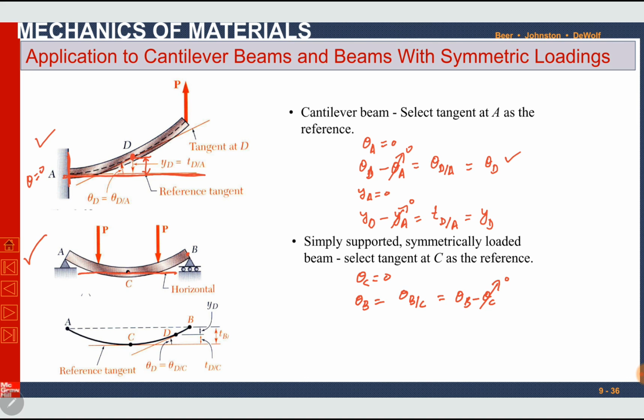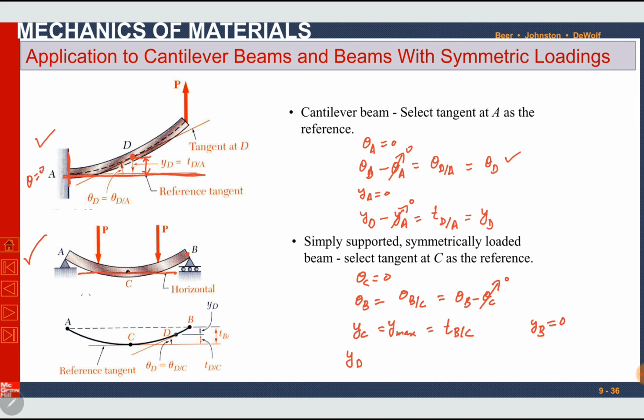Similarly, we can also find the deflection at point C, which will be Y maximum. In this case, it will be the tangential deviation between B and C, because at point B, YB is 0. At C the tangent line is horizontal. So we know YB is 0, and we can find YC as the tangential deviation of B with respect to C.